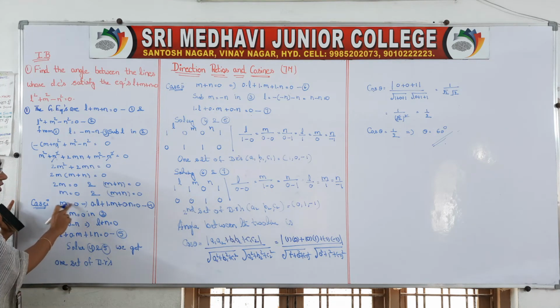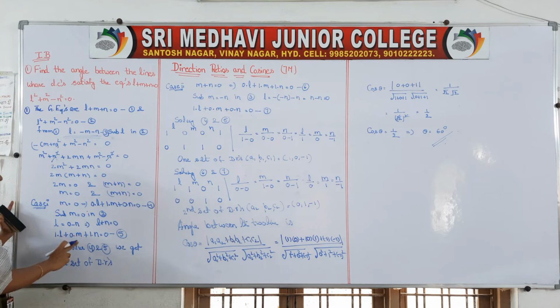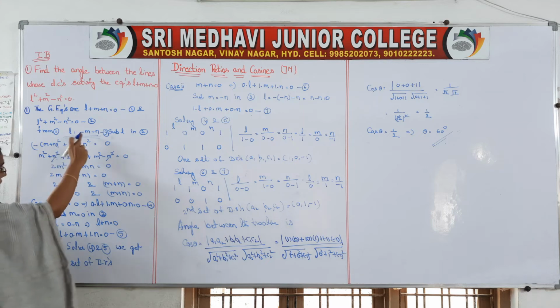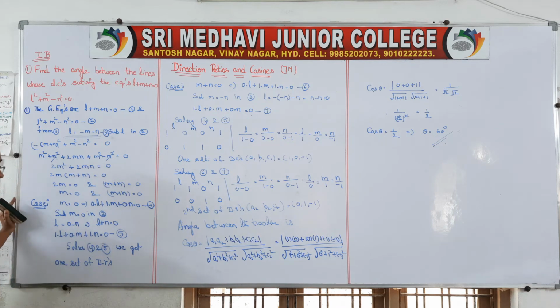Right. Substitute this M is equal to 0 in the third equation. This is your third equation. If we substitute that value in the third equation, what happens? You can substitute it, L is equal to minus M. So here 0 minus N. So L plus N is equal to 0.